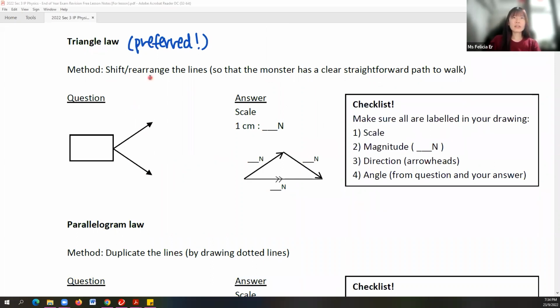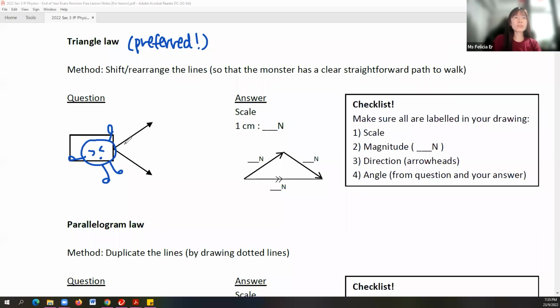So what is the triangle law? Mainly, you shift or rearrange the lines. My method of checking whether I connected the lines correctly is the so-called monster walking method. Imagine that in some computer game, you have a monster character. You have 2 paths for the monster to walk, and you might be confused: should my monster walk up or walk down? He'll be like, oh no, headache, do not know which path to walk. So the triangle law is that you shift and rearrange the lines so that this little monster has a clear path to walk.